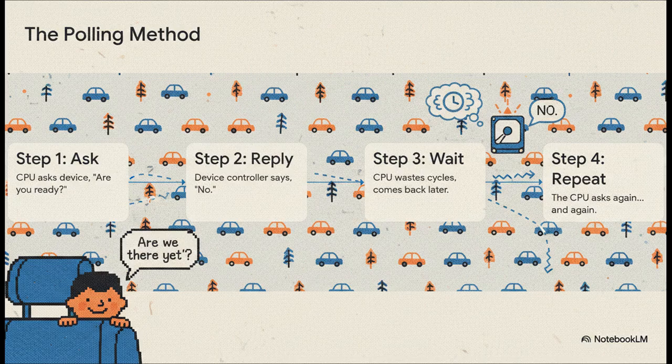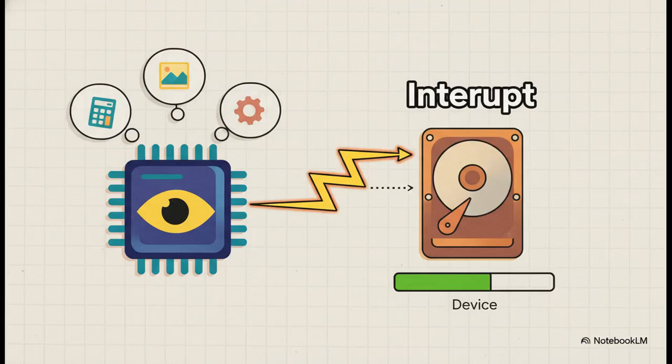And honestly, it's the computing version of a little kid in the backseat of a car on a long road trip. The CPU has to stop everything it's doing, turn to the device, and ask, "Are we there yet?" The device says no. So the CPU does a little work, then asks again, "Are we there yet?" It's just a massive waste of the CPU's precious time. But there's a much, much better way.